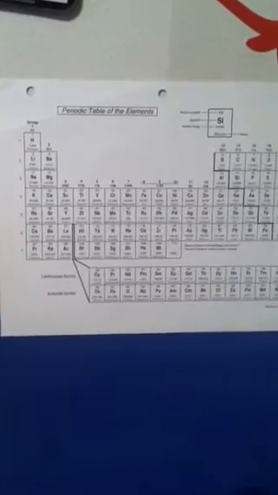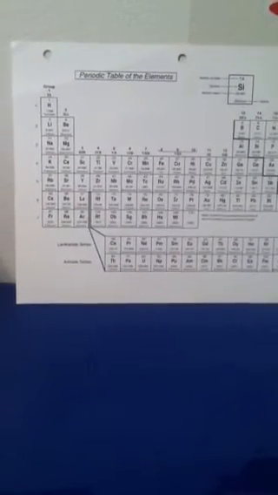The horizontal rows of elements in the periodic table are called periods. Physical and chemical properties change somewhat regularly across a period. Elements that are close to each other in the same period tend to be more similar than elements that are further apart. Weird, isn't it?